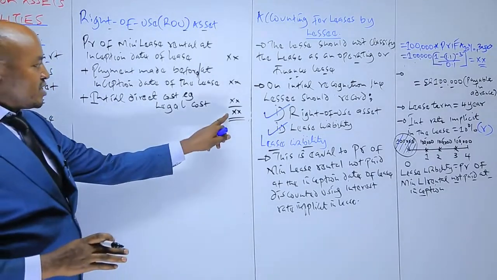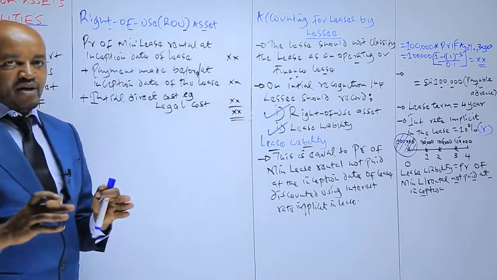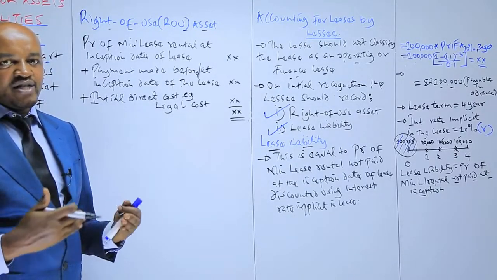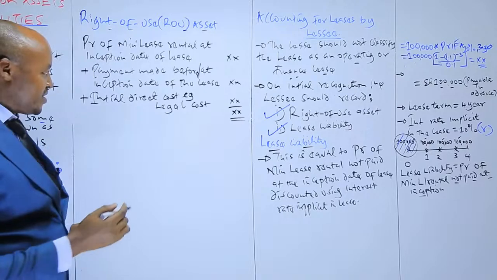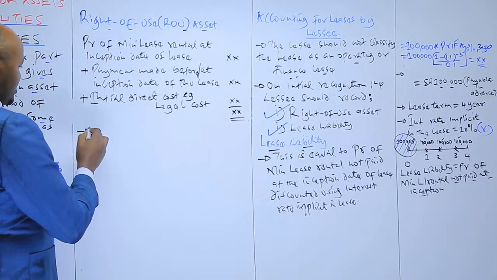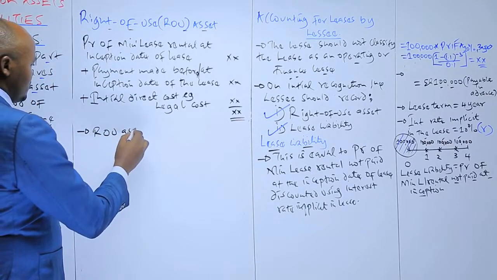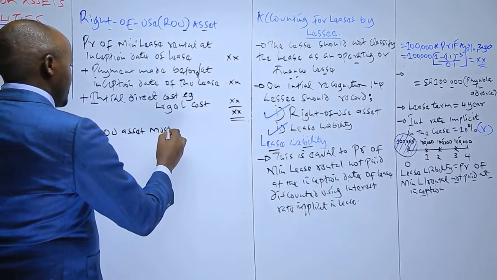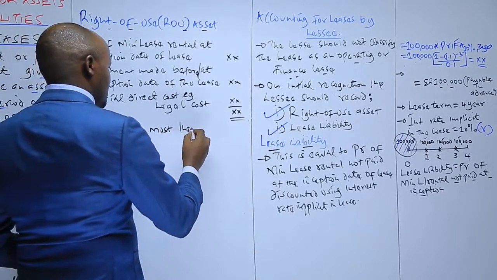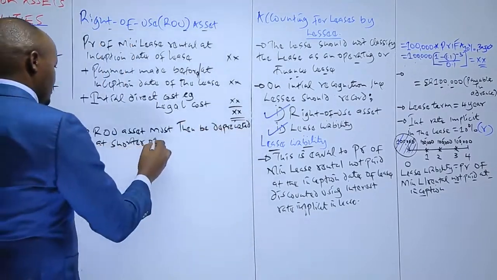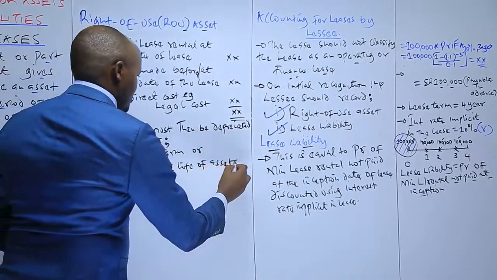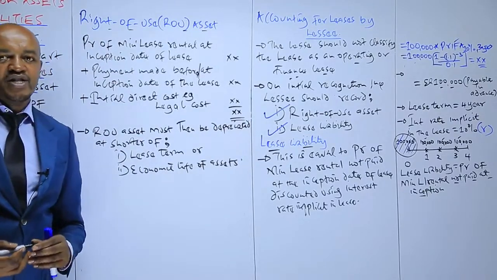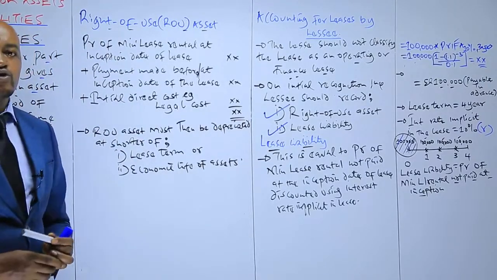And then once this particular value has been determined for the right of use asset, then subsequently it must be depreciated on a straight line basis. So therefore you can say that the right of use asset must then be depreciated. Basically what we're saying is that this right of use asset must then be depreciated over the shorter of 2 periods.